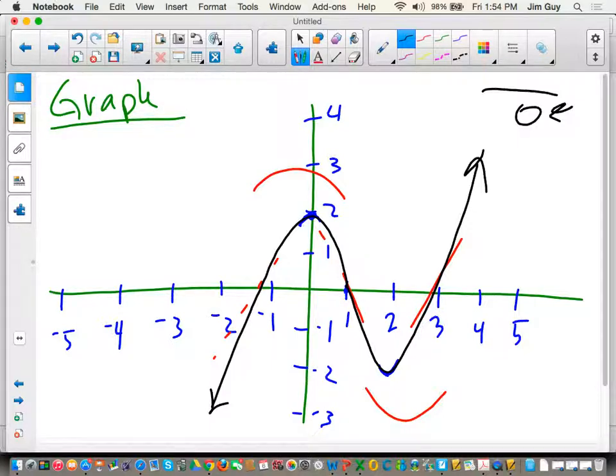Factor, right? So we factored. Yeah, we used limits, but you're right. We factored and we canceled, and whatever canceled out was a hole. Anything left was a vertical asymptote. So don't forget all that stuff you've done too.